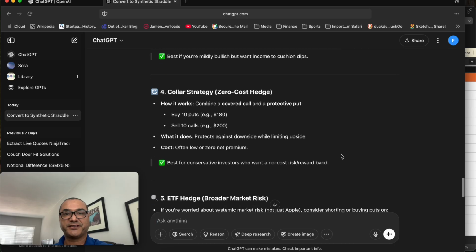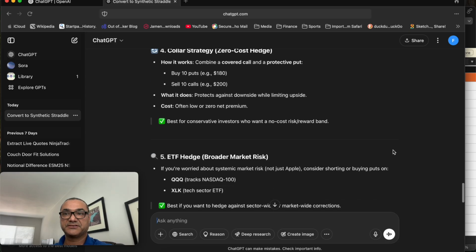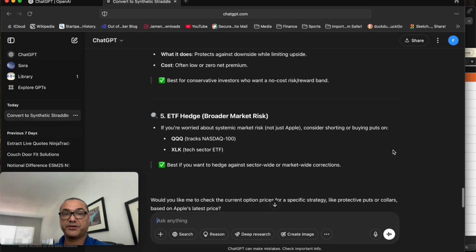And collar strategy. Ooh, look at this. Zero cost hedge. I like it. Combine a covered call and a protective put. Buy 10 puts, sell 10 calls. What is it? Protects against downside while limiting upside. Often low or zero net premium. I have to say that this advice so far is spot on and it's pretty good.